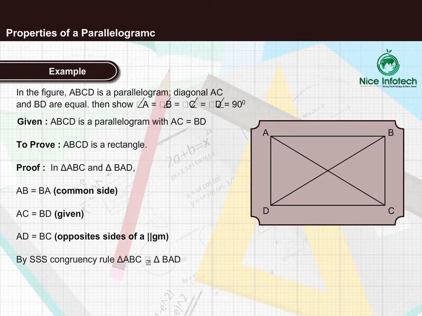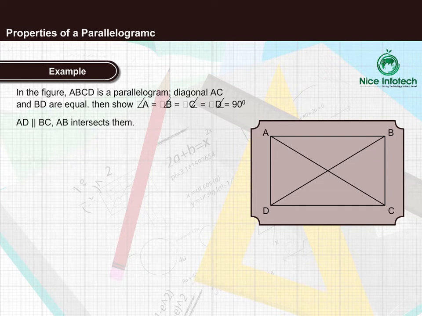So, by SSS congruency rule, triangle ABC is congruent to triangle BAD. Now, take corresponding equal angles of triangles. Angle ABC is equal to angle BAD by CPCT.